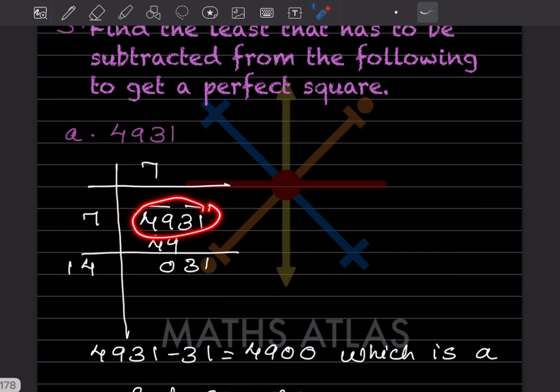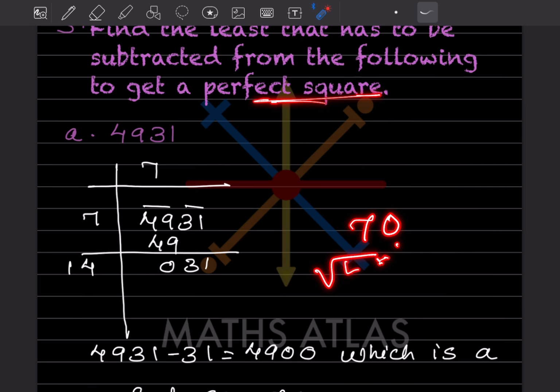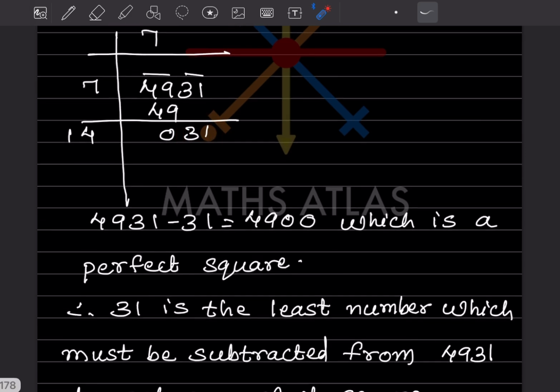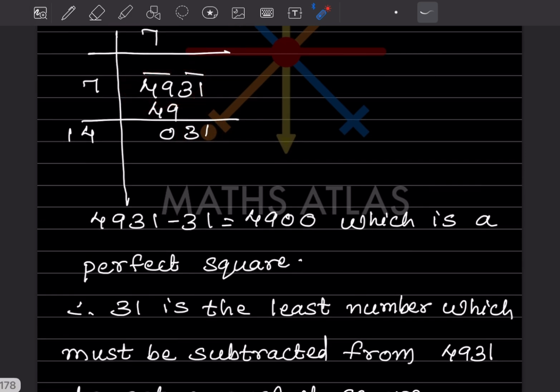4931, you are going to subtract 31. So you get 4900, and 4900 means 70 70s. So that is the perfect square. So root of 4900 is 70, which is a perfect square. So we can say now, whatever the remainder you get, 31 is the least number which must be subtracted from 4931 to get a perfect square.